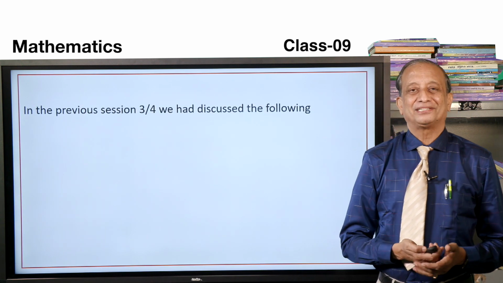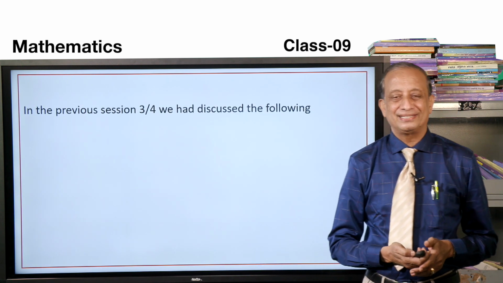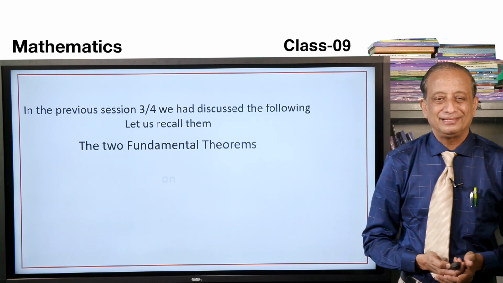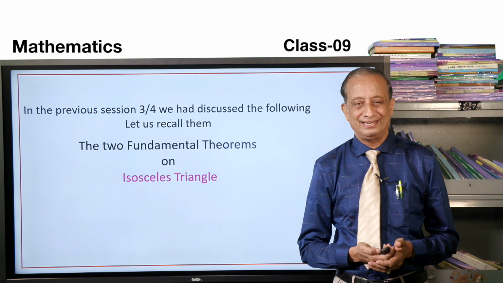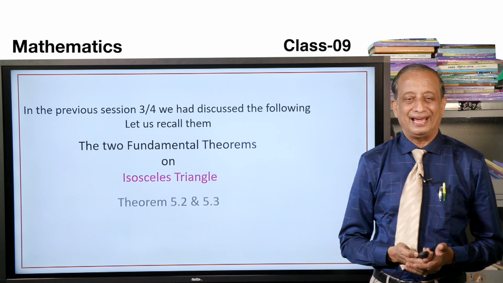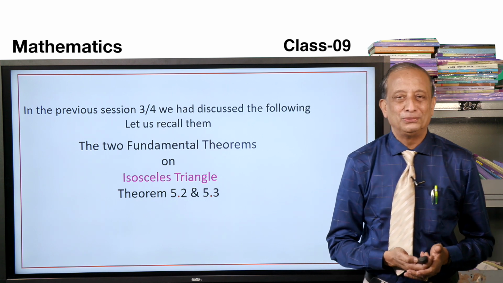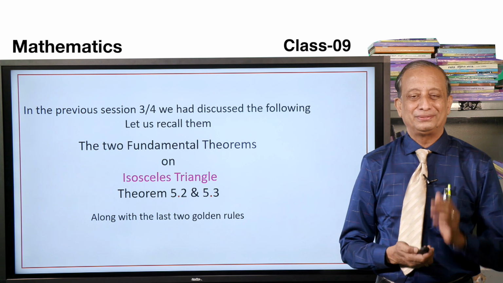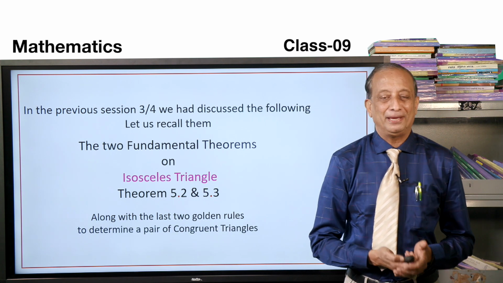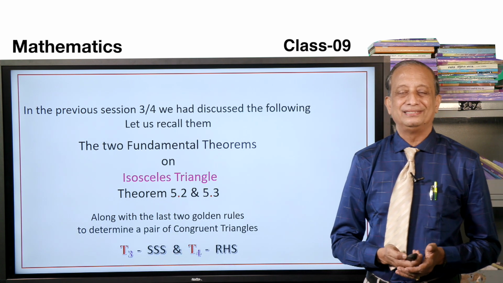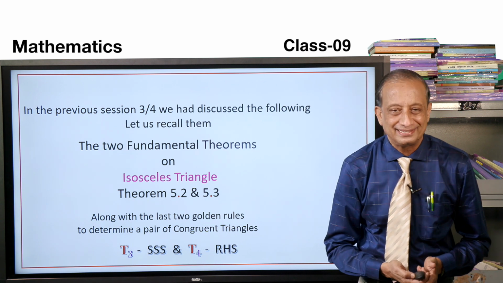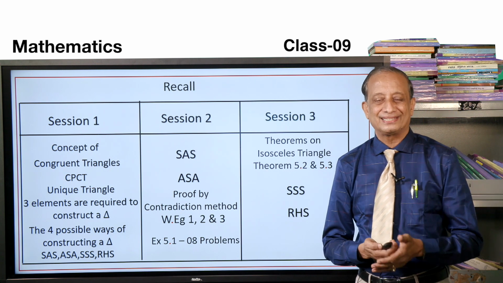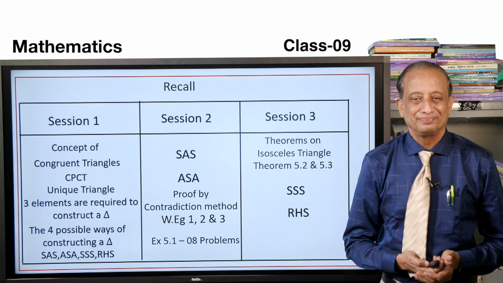In the previous session, that is in the third session, we had discussed the following. Let us quickly recall them. The two fundamental theorems on isosceles triangle regarding the sides and the angles, that is theorem 5.2 and 5.3, along with the last two golden rules to determine a pair of congruent triangles, that is SSS and RHS. So these are all the things that we have discussed so far in the 3 sessions, children. Can you recall them? Yes.